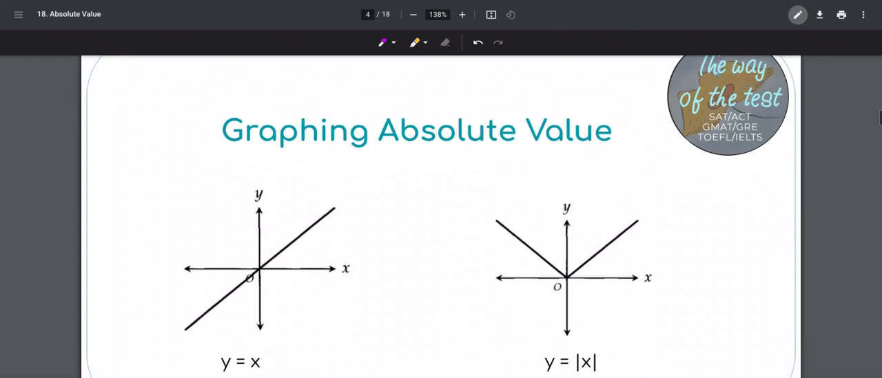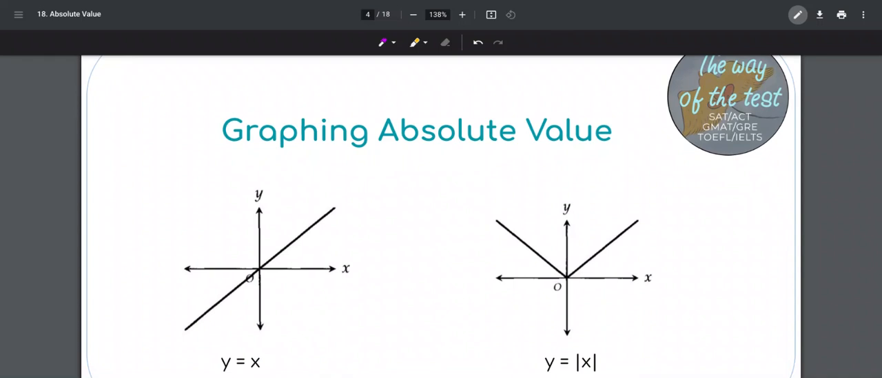Okay, what about the graphs of an absolute value? Well, the graph of an absolute value, since the output is always going to be positive, means that we are not going to consider the negative values for the y. We're not going to consider negative values for the output. Remember, the x is the input, the y is the output.